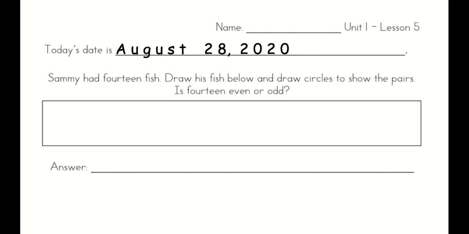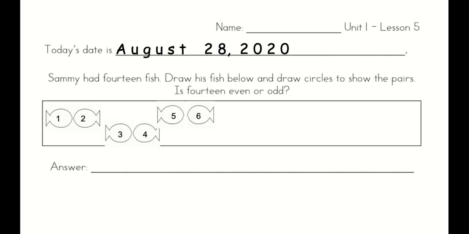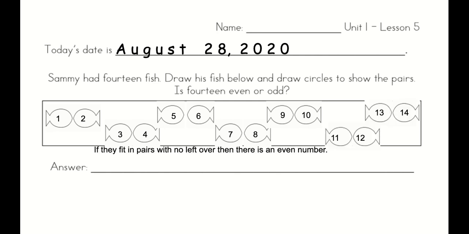Then our word problem today is Sammy had 14 fish. Draw his fish below and draw circles to show the pairs. Is 14 even or odd? Draw them in pairs as you go. That'll make it easier. So there's 1, 2, 3, 4, 5, 6, 7, 8, 9, 10, 11, 12, 13, 14.